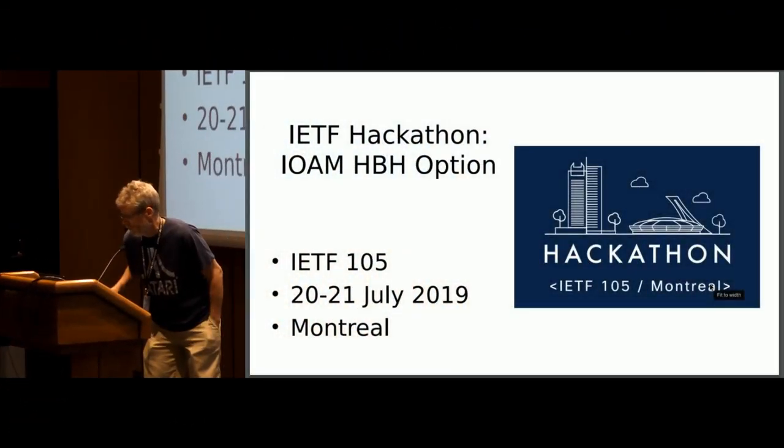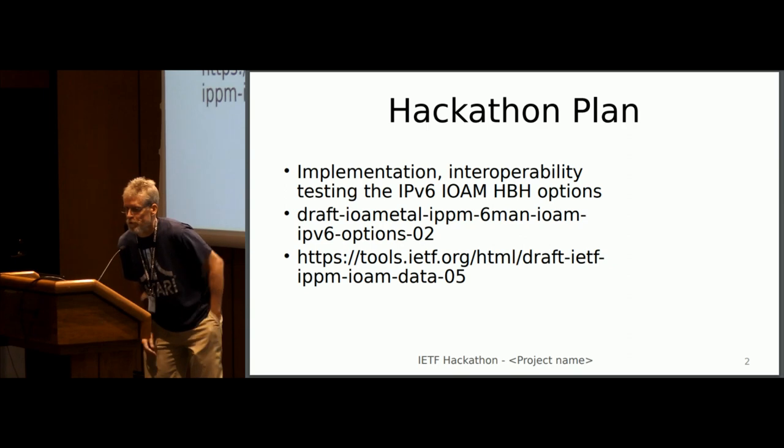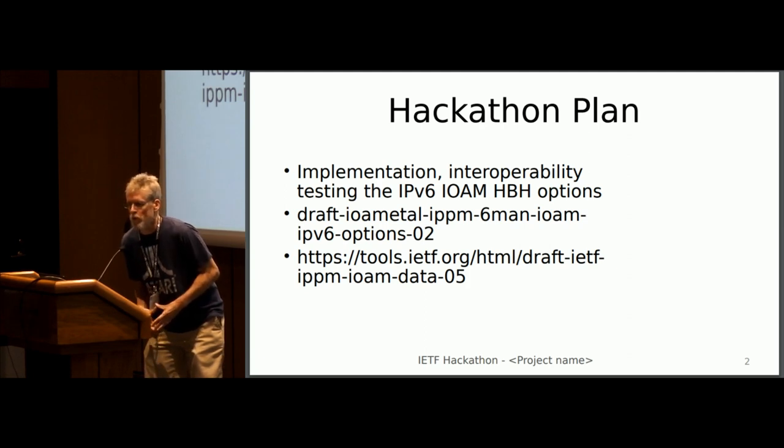So this was a project to do IOAM, which is in situ OAM, operations and management. The basic idea, if you're not familiar, is to have an IPv6 extension header, a hop-by-hop option that contains an IOAM option, which is information that the router fills in as the packet goes along its path. So the idea is we're taking metrics and performance measurements from routers in a path.